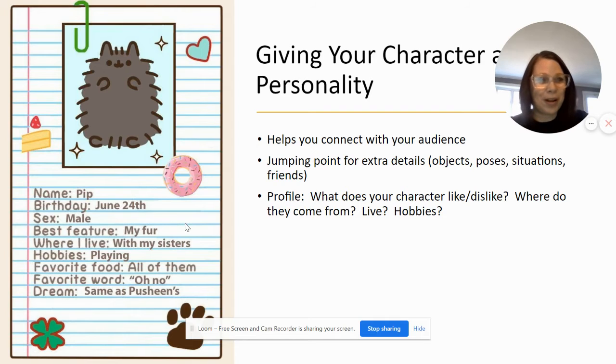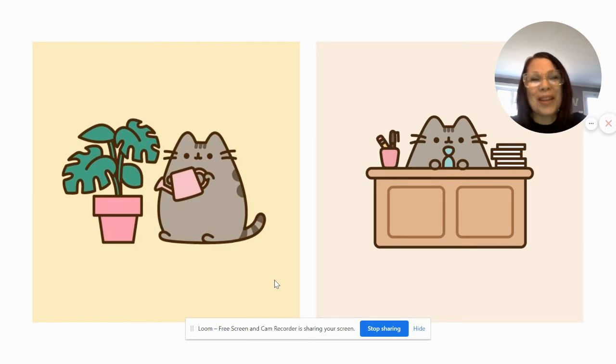So having a profile about your character doesn't have to be terribly elaborate, but when you start thinking about a character, think about what your character likes or dislikes, where they come from, where they live, and what their hobbies are. This is Pusheen's little brother, I think, named Pip. He lives with his sister and really looks up to his big sister. His dreams are the same as Pusheen's, things like that.